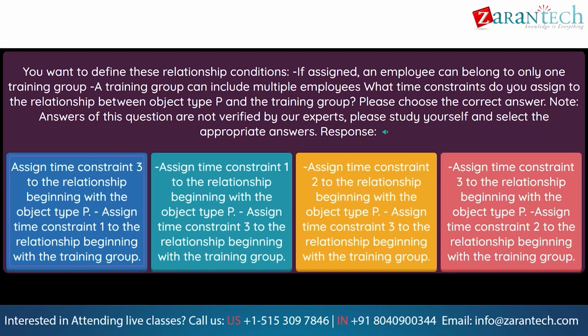Response. Option 1, assign time constraint 3 to the relationship beginning with the object type P. Assign time constraint 1 to the relationship beginning with the training group. Option 2, assign time constraint 1 to the relationship beginning with the object type P. Assign time constraint 3 to the relationship beginning with the training group. Option 3, assign time constraint 2 to the relationship beginning with the object type P. Assign time constraint 3 to the relationship beginning with the training group. Option 4, assign time constraint 3 to the relationship beginning with the object type P. Assign time constraint 2 to the relationship beginning with the training group.